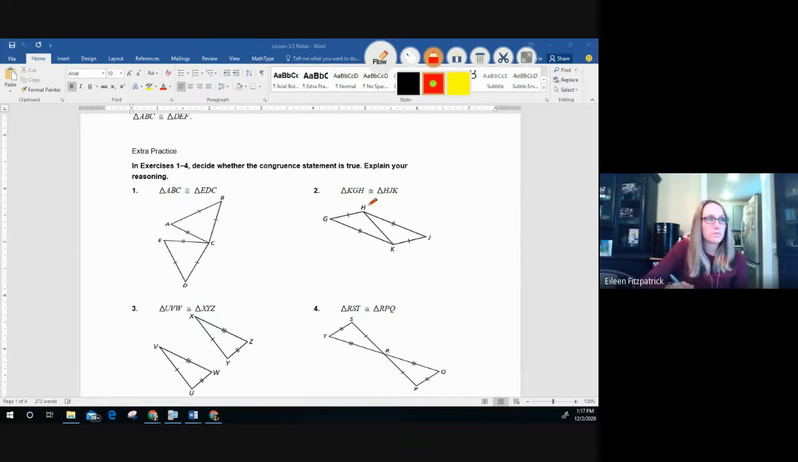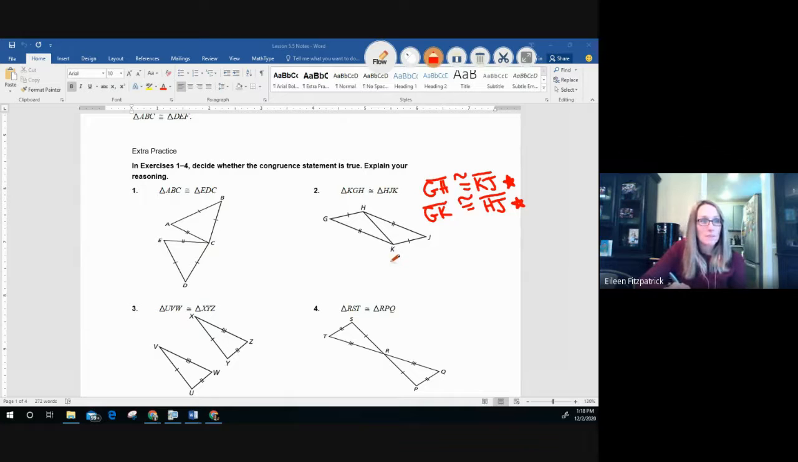So we want to know, is triangle KGH congruent to triangle HJK? Well, I see that this side is marked congruent to that. This side is marked congruent to that. So if I was listing congruency statements, I have my 2 stars so far, right? I have that HG is congruent to KJ, that's 1 star. And I have that GK is congruent to HJ, that's my 2nd star, but I need 3 stars.